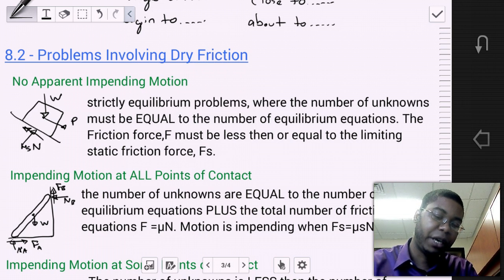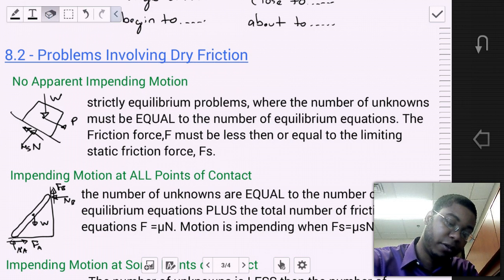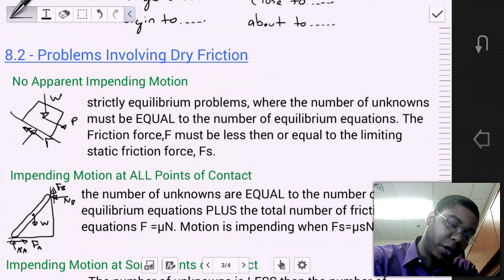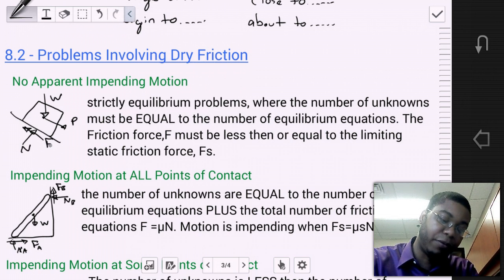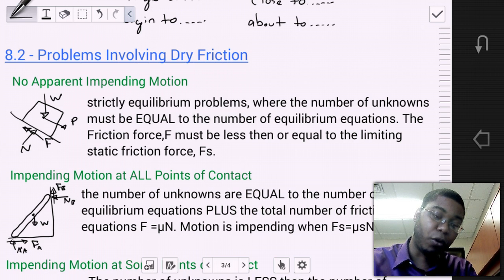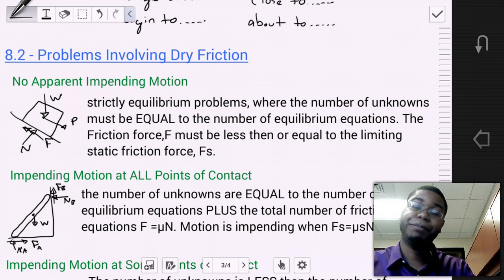So in this case, we know that there's no impending motion at any of the surfaces, and we apply our equations of equilibrium, and our number of unknowns should be equal to our equations of equilibrium. So a problem such as this would ask for you to calculate the value of the frictional force F for a problem where there is no apparent motion, right?